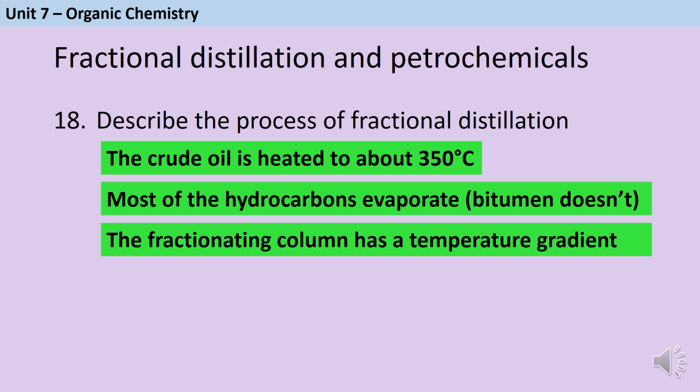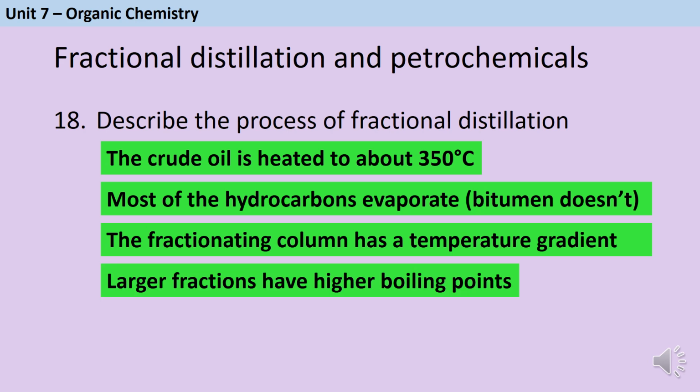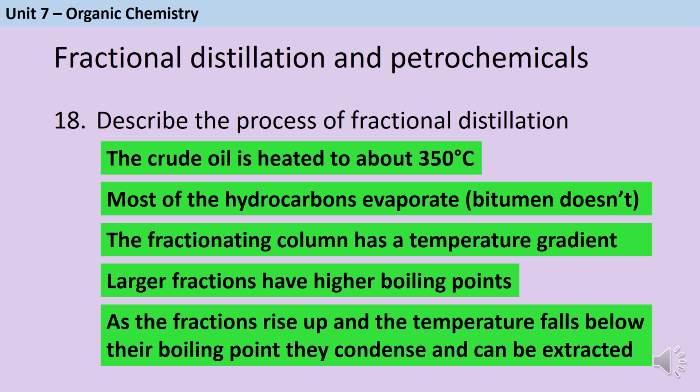The fractionating column has a temperature gradient, which means that at the bottom, close to the furnace, it's incredibly hot, but at the top it may be as cool as maybe 40 degrees C. The larger fractions of hydrocarbons have higher boiling points. As the fractions rise up because they've evaporated, they've become gases, and the temperature falls below their boiling points, the fractions are going to condense and then they can be extracted.